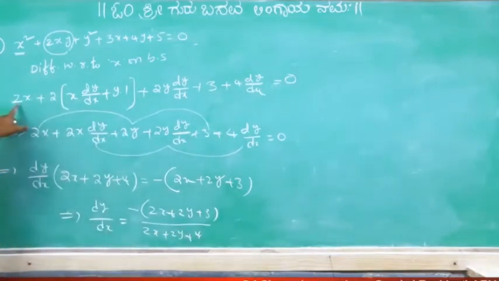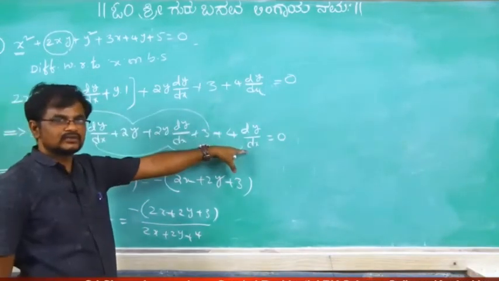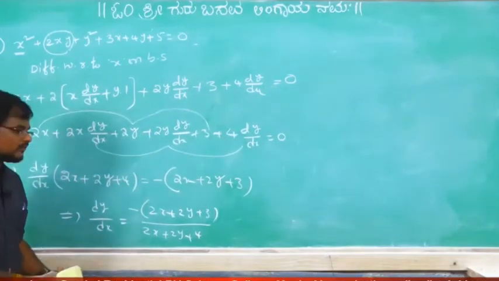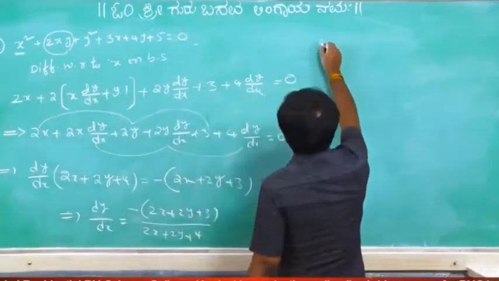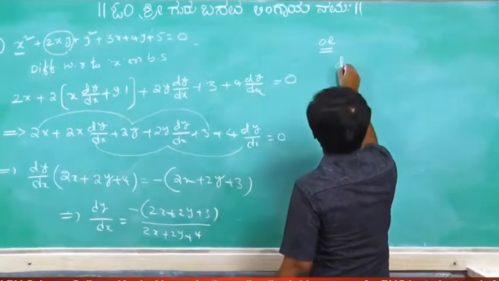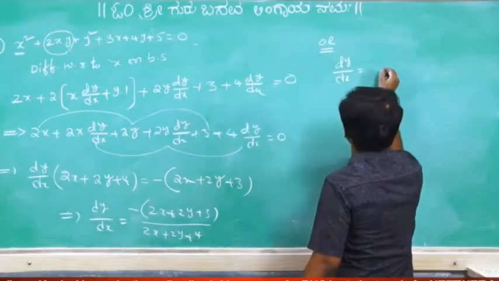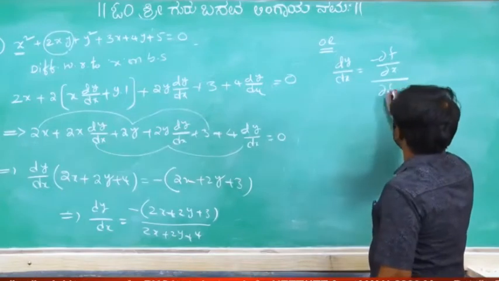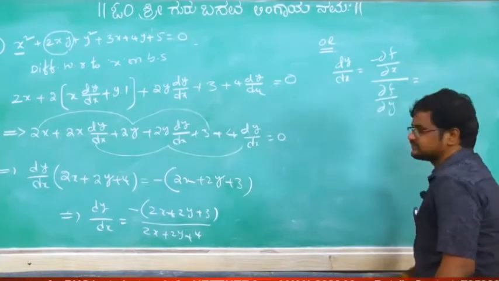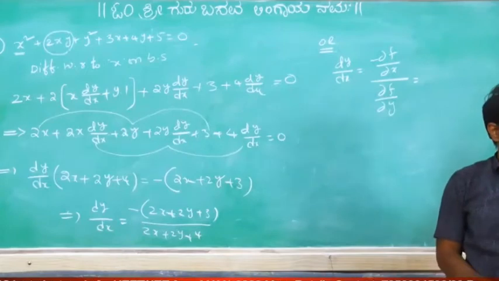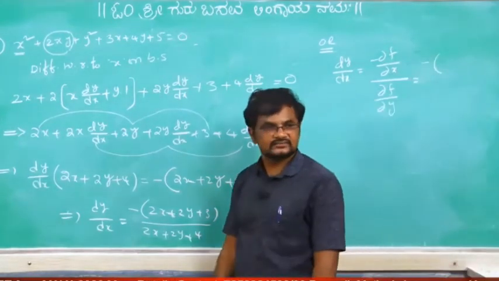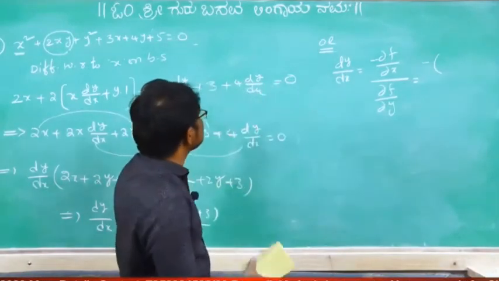Now here 2x multiply 2x dy by dx plus 2y, and this is same. Okay, no? In these three, dy by dx common, remaining take that side. Okay, no? Now in the second method, dy by dx equal to minus dou f by dou x whole divided by dou f by dou y. Same thing getting or not, once you see, minus of differentiation with respect to x. With respect to x means treat y as constant.